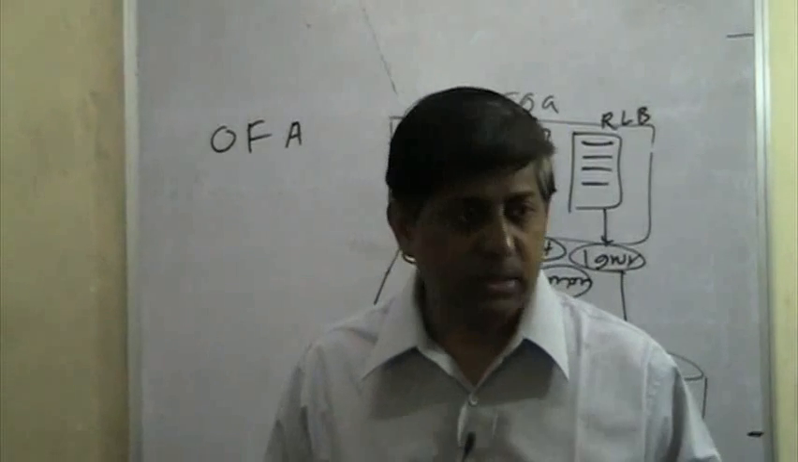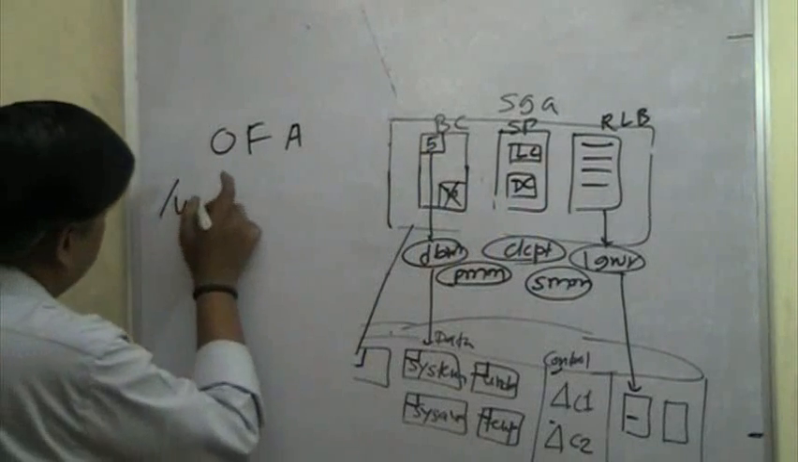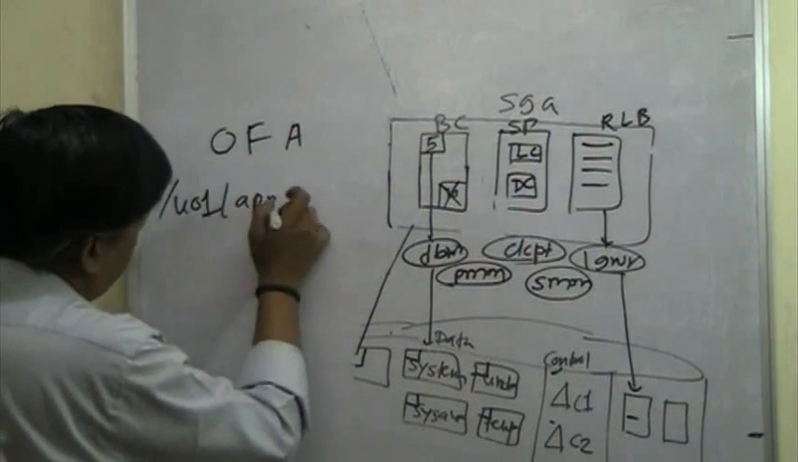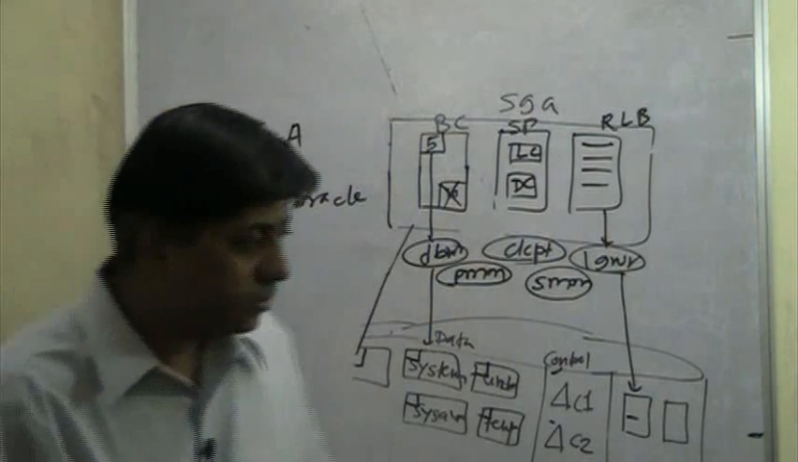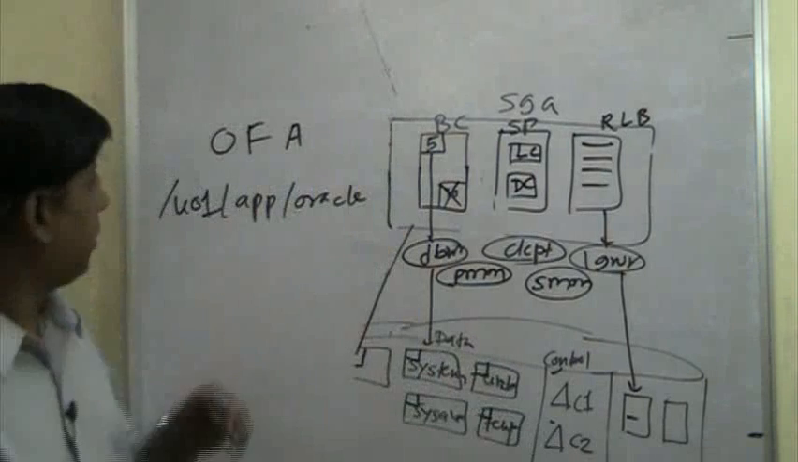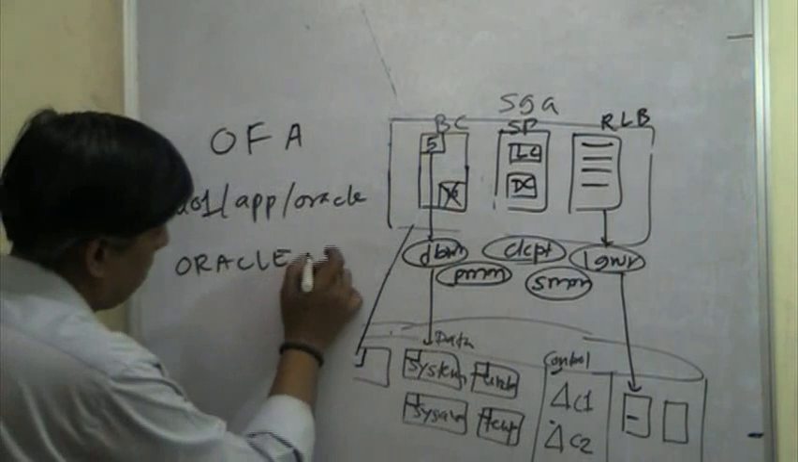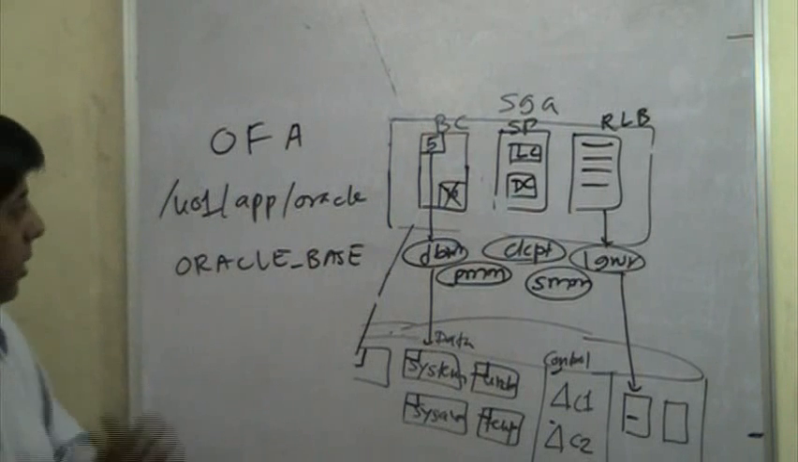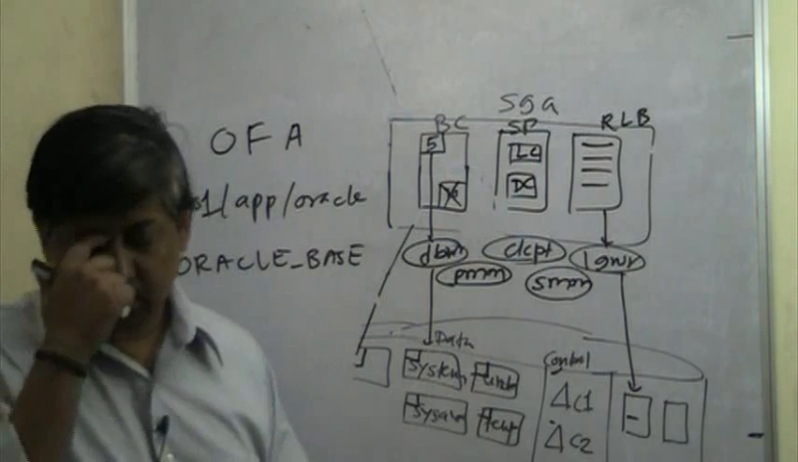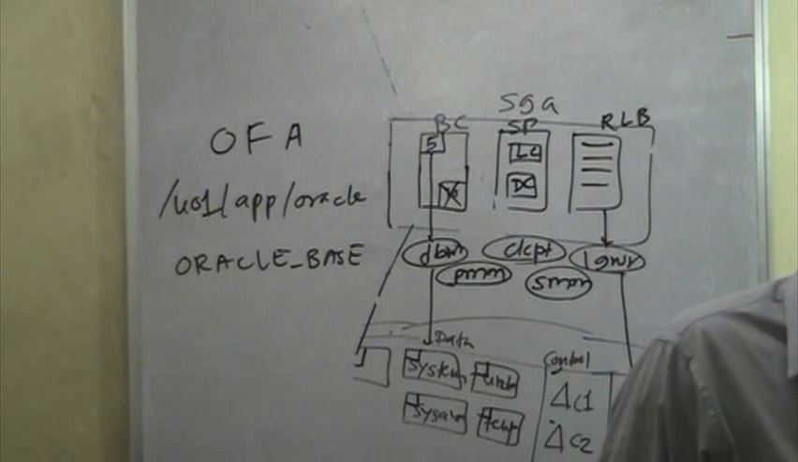Based on that, where is the Oracle base? U01 APP Oracle. This is where the Oracle base product is. And underneath that we have the subdirectories for inventory and product and all that stuff. So that is what OFA is.